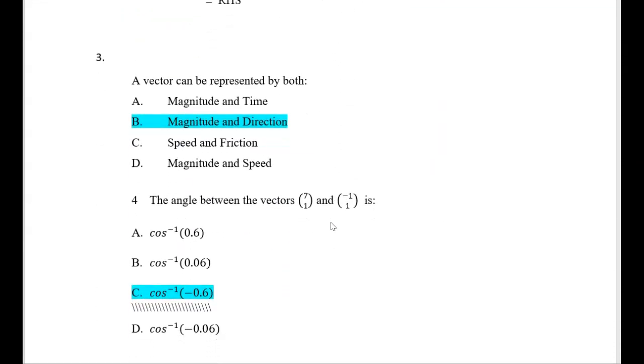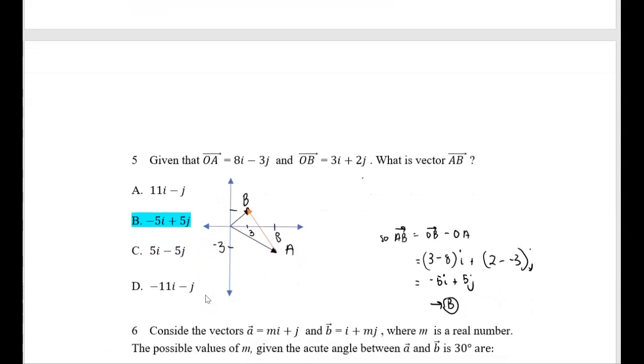Okay, 3 is nice and easy. A vector can be represented by both magnitude and direction. For 4, this one's actually a past HSC question. I haven't popped the answers in there, but you're just going to use a formula straight from the HSC formula sheet, looking at the dot product of those two vectors is equal to the magnitude of that vector times the magnitude of that vector times cos of the angle between it. So if you pop that in, that answer is going to fall straight out. So that's another nice simple one.